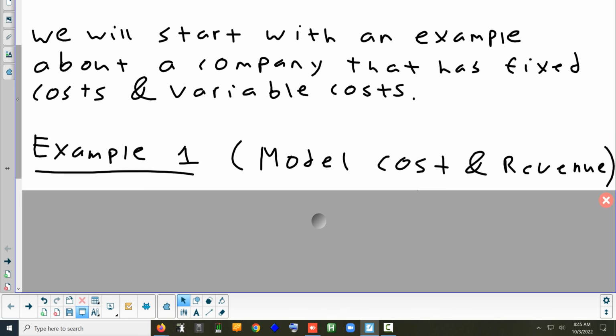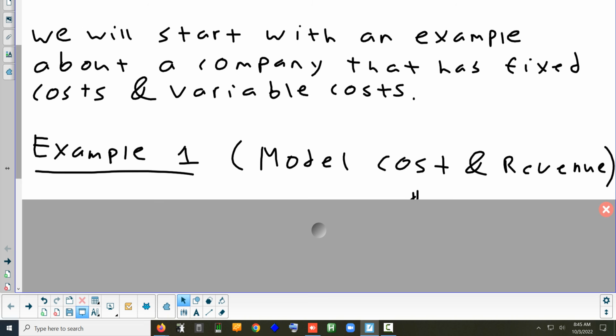So an example of a fixed cost might be how much money the company has to pay to rent the building they use to make the shirts. It doesn't matter how many shirts they make. They pay the rent for the building. They can do whatever they want in the building. So they don't have to pay rent based on how many shirts they make. That's a fixed cost. But the variable cost is the number of shirts that they make.